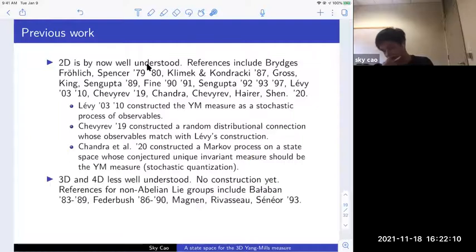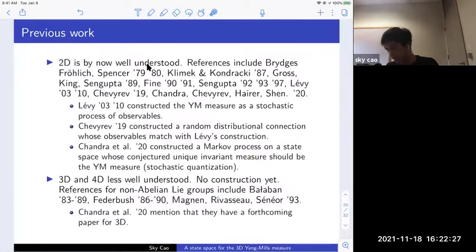As I mentioned earlier, 3 dimensions and 4 dimensions are less well understood. Of course there are works in 3 and 4D, but as far as we can tell, there is no construction of the 3 or 4D Yang-Mills measure as was done by, say, Levy or Chevyrev. But I should mention that Chandra et al. do mention in their 2020 paper that they have a forthcoming work in 3 dimensions, and I'll be very interested in seeing what they do there.